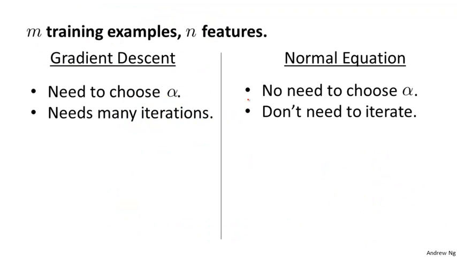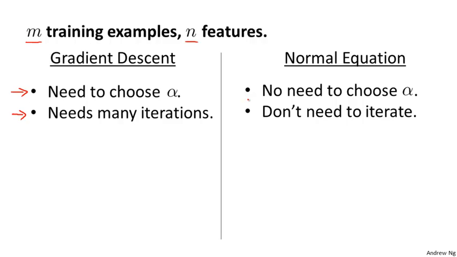Finally, when should you use gradient descent, and when should you use the normal equation method? Here are some of their advantages and disadvantages. Let's say you have m training examples and n features. One disadvantage of gradient descent is that you need to choose the learning rate alpha, and often this means running it a few times with different learning rate alphas and then seeing what works best. And so that's sort of extra work and extra hassle. Another disadvantage of gradient descent is that it needs many iterations, and so depending on the details, that could make it slower, although there's more to the story, as we'll see in a second.